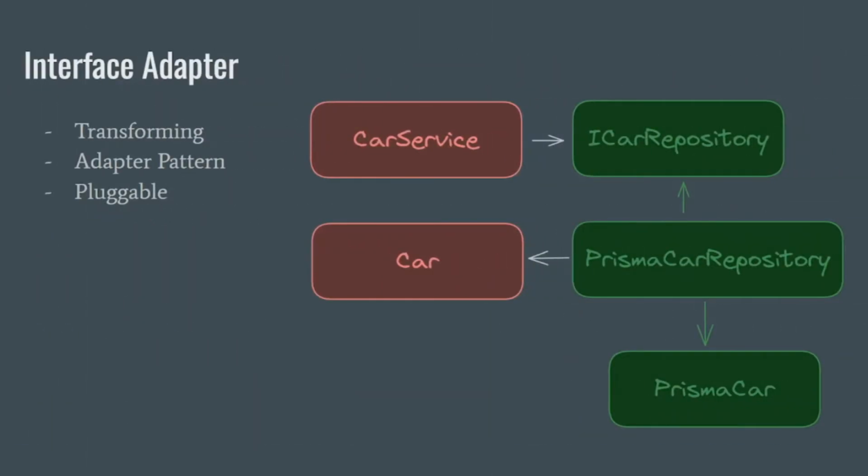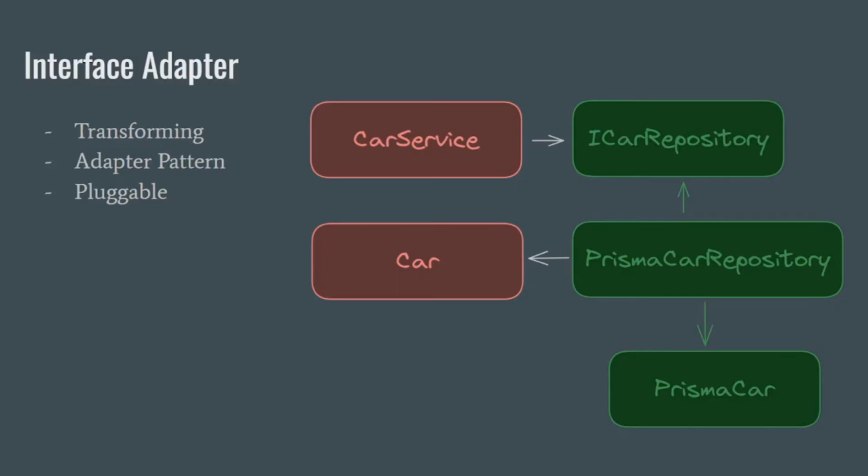Interface adapter. Well, Uncle Bob really likes giving weird names, because this really confuses me as a developer. So to keep it simple, the idea behind an interface adapter is the same thing as we just saw with the dependency inversion principle. If you look at the diagram on the right, you can see that we have an ICar repository, which is the green one on top. And this ICar repository gets implemented by Prisma car repository, right?